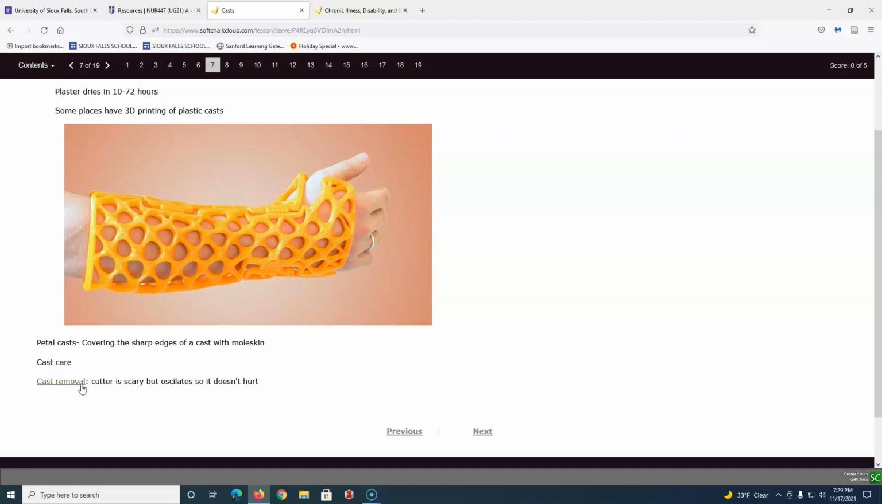Cast removal, look at that cutter. Most people think that cutter is a circular saw and it goes around in a circle and spins and will cut anything. But honestly, all it does is vibrate back and forth really rapidly. So make sure that you educate your patients well on this one. Probably show them by touching your hand, showing them that it doesn't hurt and won't cut them.